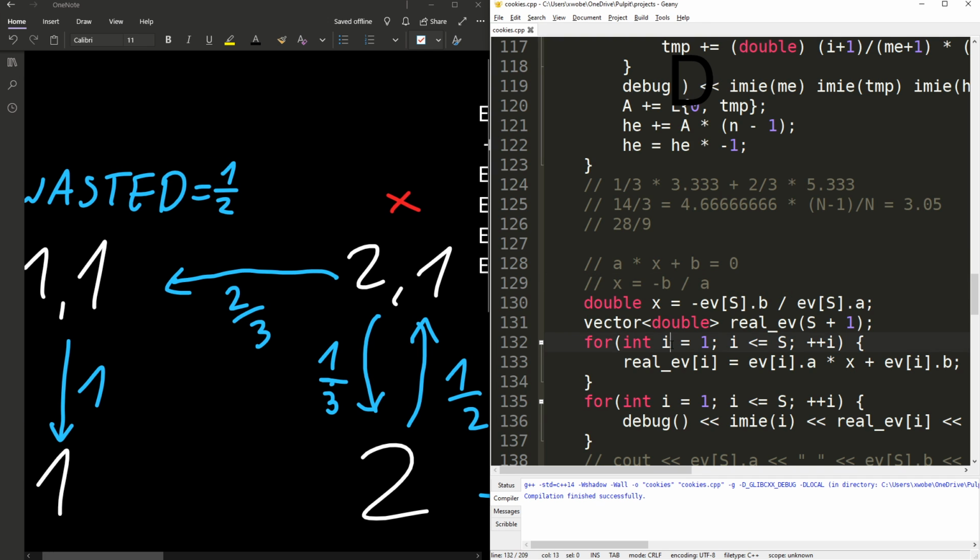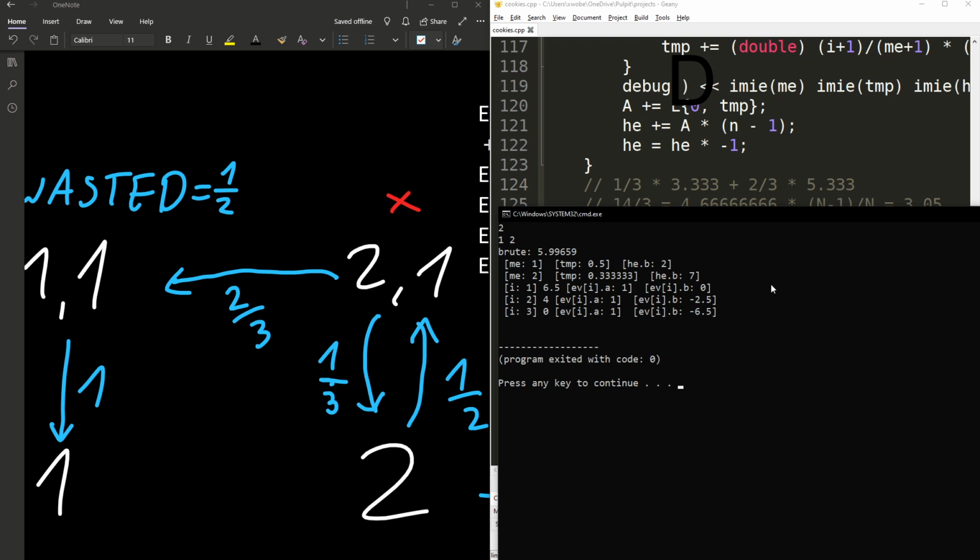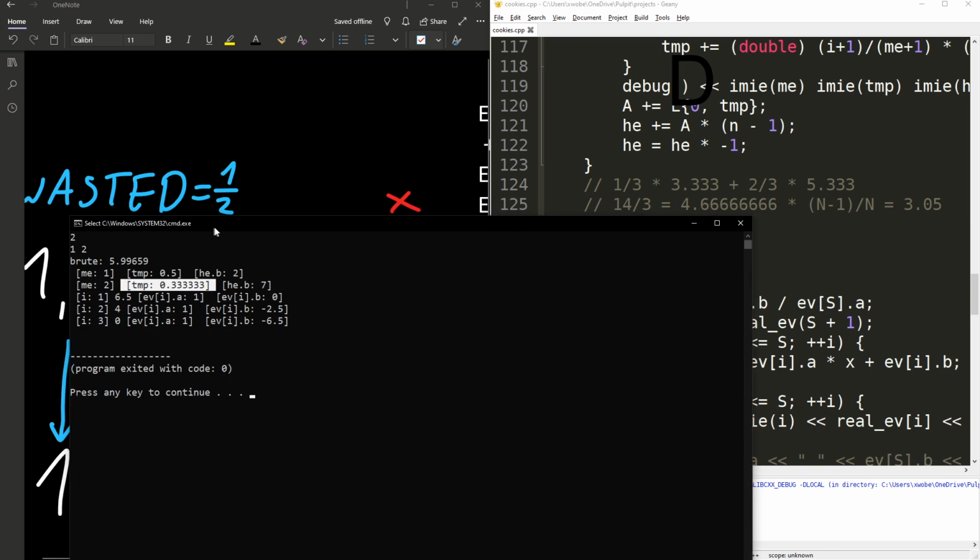Oh, TMP. What about TMP? Why am I all the time closing this? What is TMP? 1/3. It should be going up. This is incorrect. TMP is incorrect. Going up is half. Moving to the left is 2/3. So the product is 1/3 times the wasted time. Something is wrong with TMP.